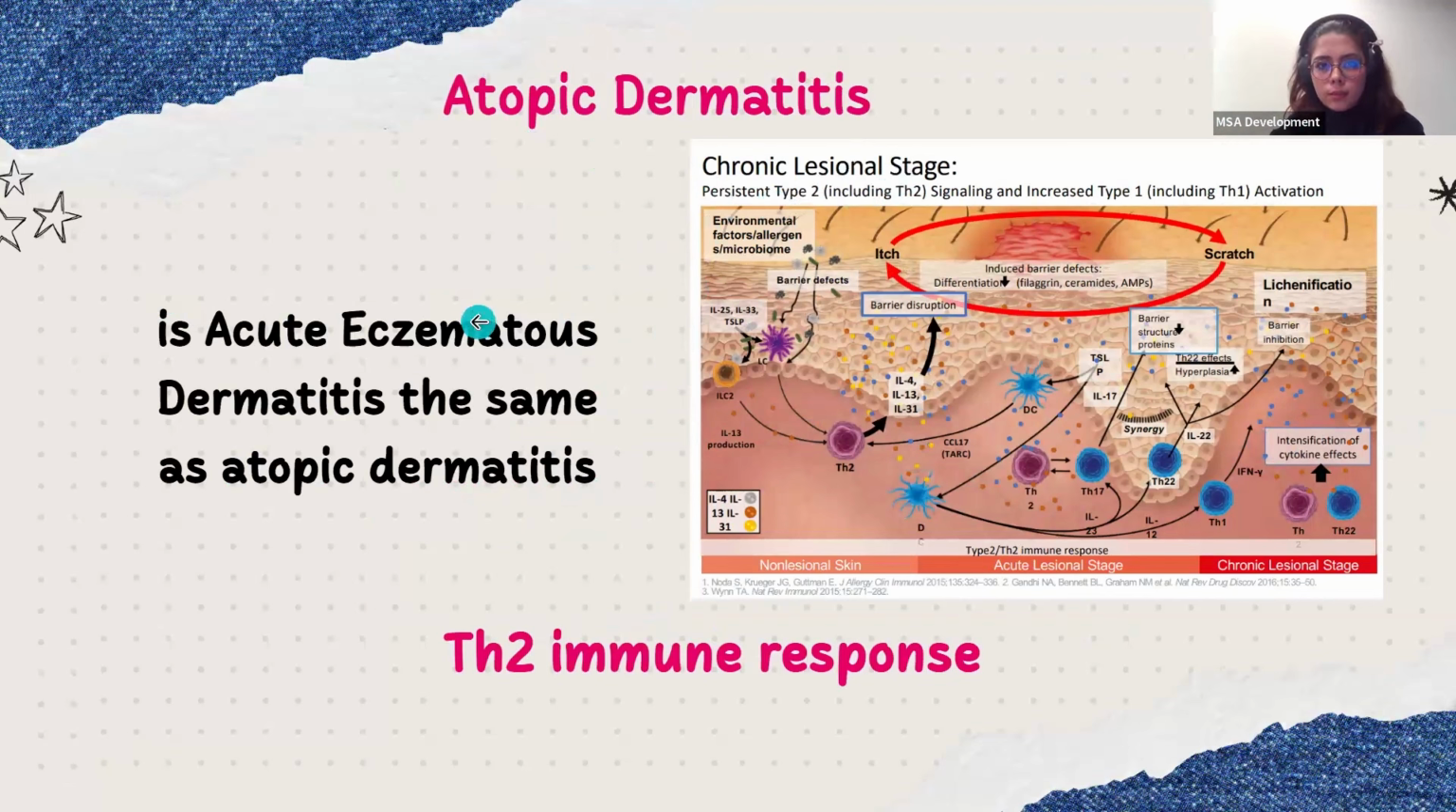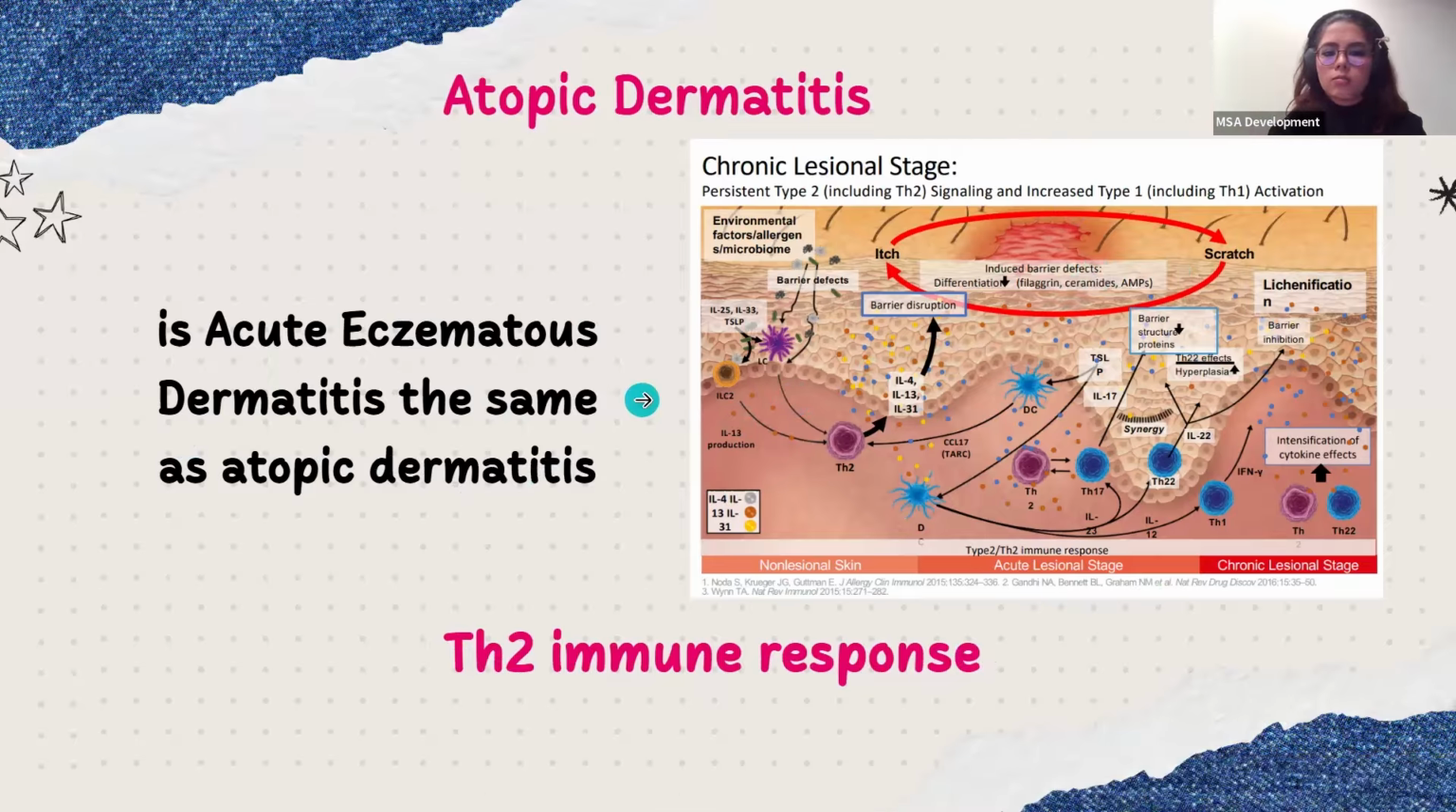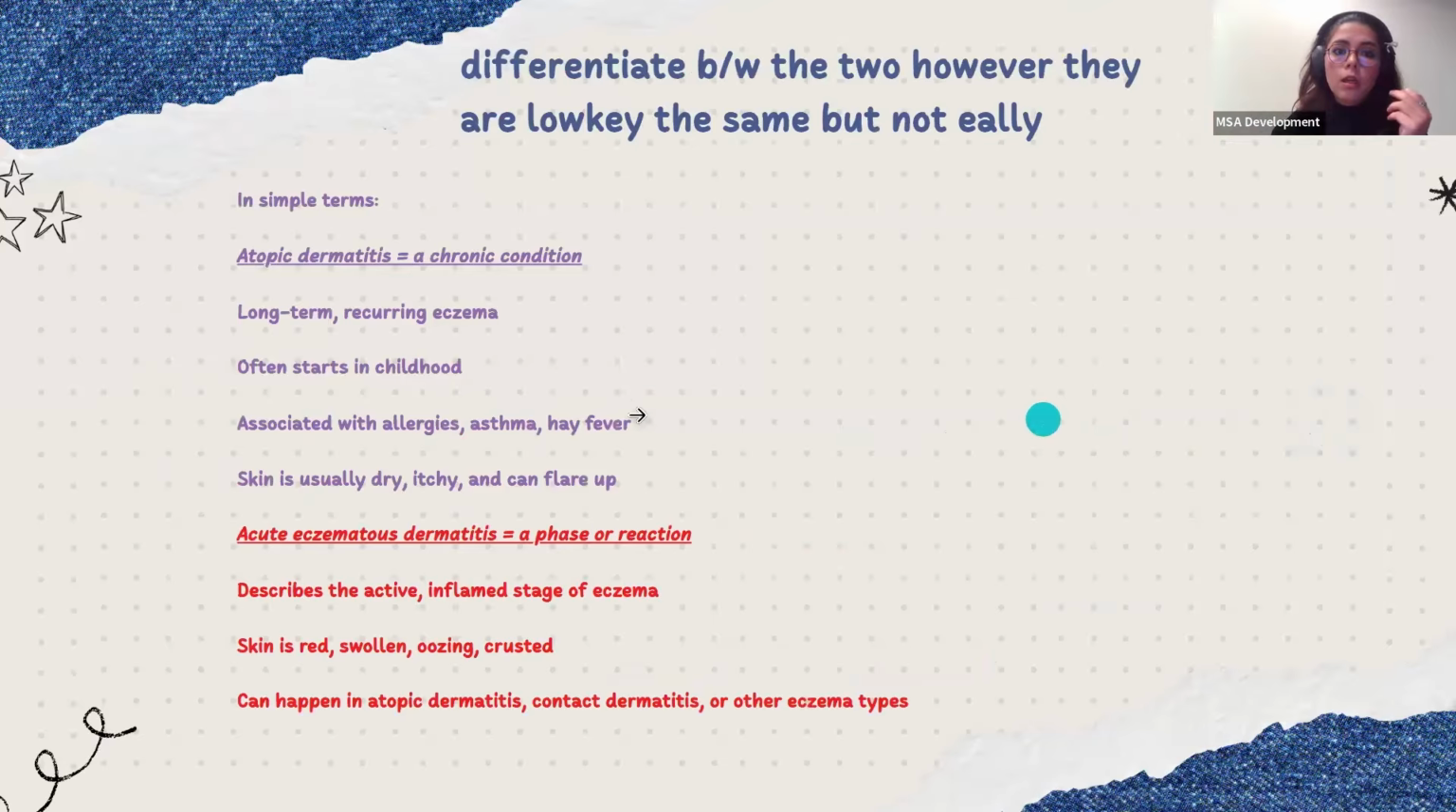Atopic dermatitis, again, almost the same thing, but this one is a Th2 immune response. This is a schematic. Just keep these in the back of your head. Most likely they're not going to ask you about them unless they really mean to. Now, the question is, is acute eczematous dermatitis the same as atopic dermatitis? Not really, but yeah.